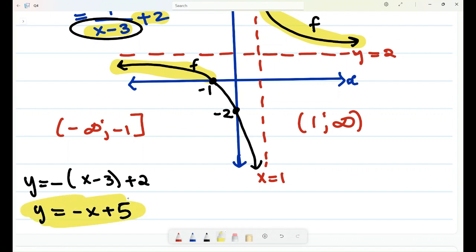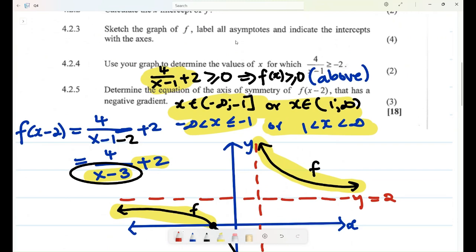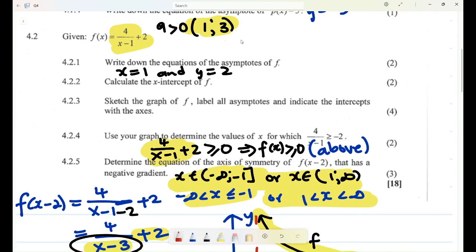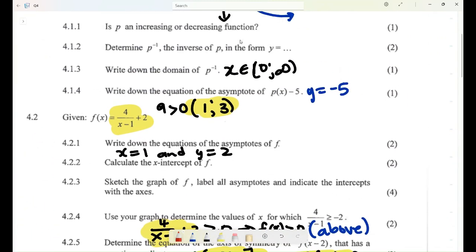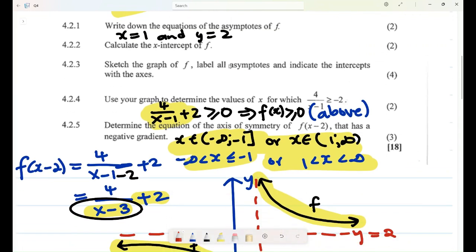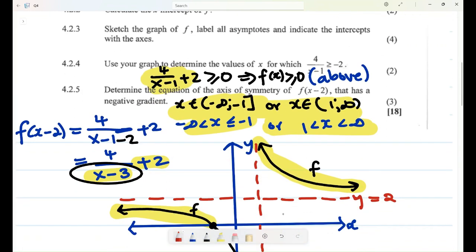If they said with a positive gradient, you're going to say y is equal to x minus 3 plus 2 only, without the negative. So I believe you are following, and I strongly believe you understood all of question 4. And yeah, let's meet on question 5. Thank you.